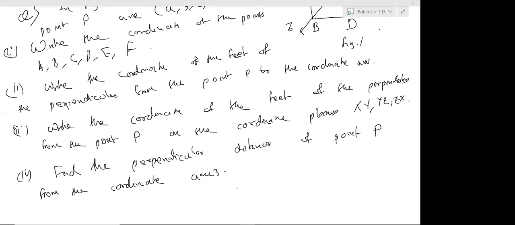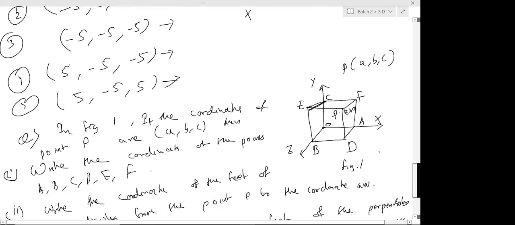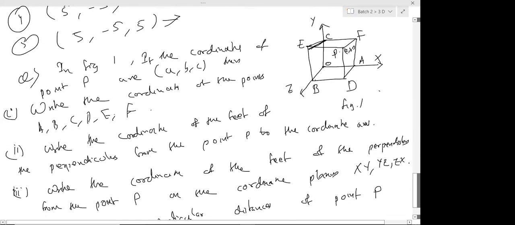So what's the first point you wrote? Let me scroll up. The first point is write the coordinates of the points A, B, C, D, E, F. You have to tell the coordinates of point A, B, C, D, E, F in the terms of this A, B, and C, right? We have given the coordinates of P, yes sir. Try to solve this.